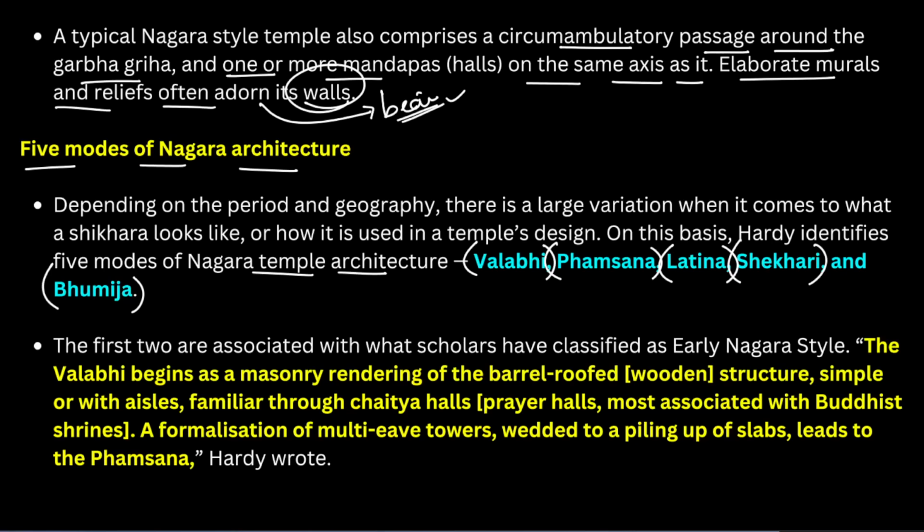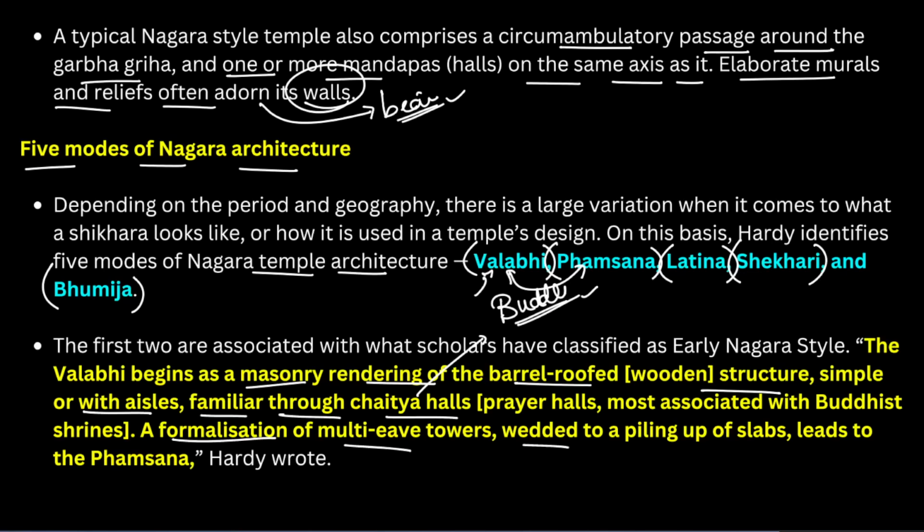The first two, Balavi and Famsana, are associated with what scholars have classified as early Nagar style. The Balavi begins as a masonry rendering of the barrel-roofed wooden structure, simple or with aisles, familiar through chaitya halls, prayer halls. This is associated with the Buddhist architecture actually. So please remember, Badami caves are also very important. A formalization of multi-eave tower varying to piling up of slabs leading to the Formasana.